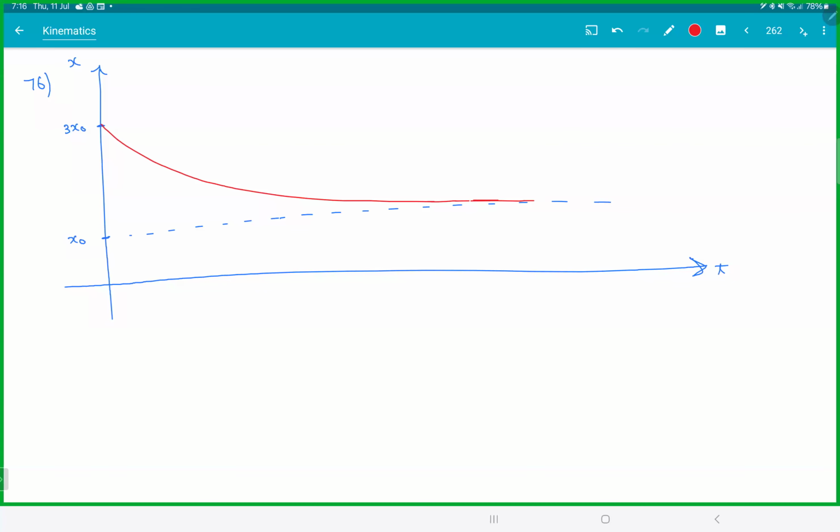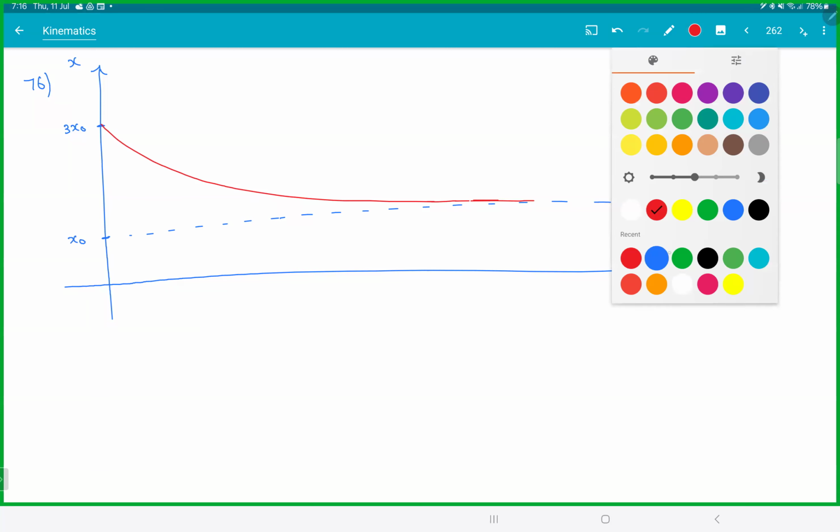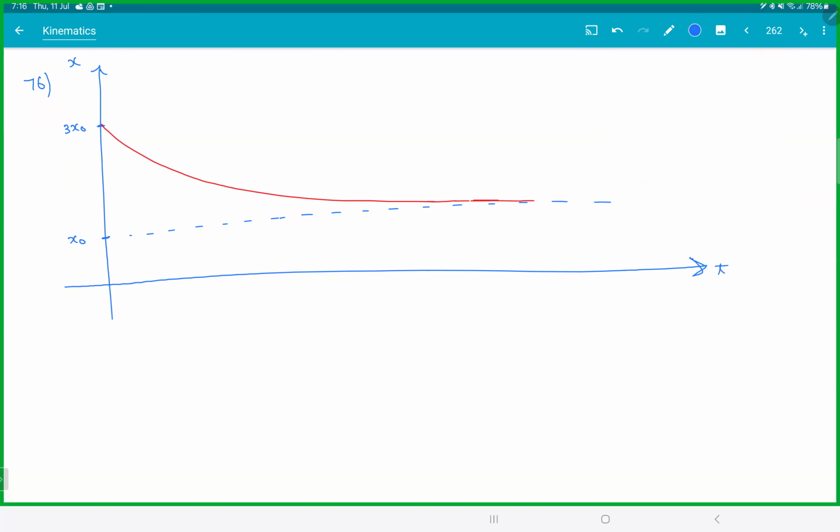It is getting closer and closer, but it is never touching. This is the graph. So what is happening to velocity and acceleration? If this question comes in the exam, options will be like this. Velocity is positive and increasing. Velocity is negative and increasing. Velocity is increasing, velocity is positive. Acceleration is negative. Acceleration is positive and decreasing. So they can ask anything like that. They'll make 4 options out of those.